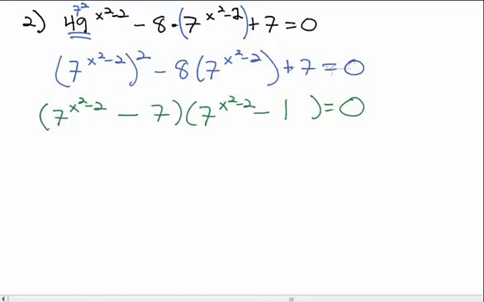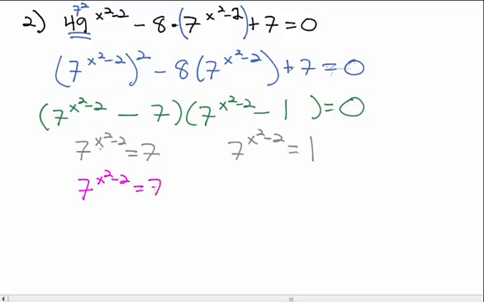Which means we can set each factor equal to 0 and add 7. So 7 to the x squared minus 2 equals 7. Or add 1, 7 to the x squared minus 2 equals 1. And rewrite each equation with a common base. The first one's easy. It's essentially done for us. That's 7 to the first power. The second one, 1 is 7 to the 0 power, because anything to the 0 power is 1.